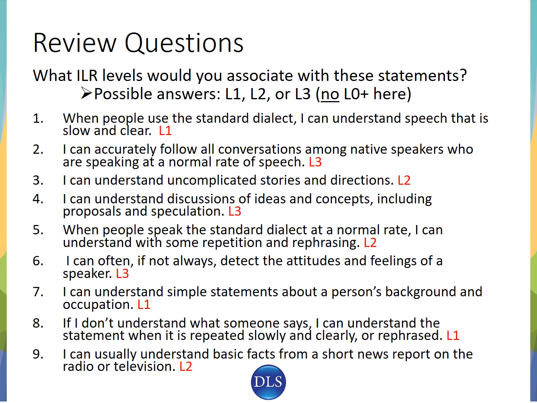Number 6 mentions detecting a speaker's attitudes and feelings, which is something listeners begin to do at level 3. Statement 7 mentions understanding simple statements about personal backgrounds and occupations, which are survival level skills, a level 1. The 8th statement understands slow, clear speech with some repetition or rephrasing, which also indicates level 1. The final statement says that the listener can understand basic facts from a short news report. Since this is not extended discourse, it is level 2.